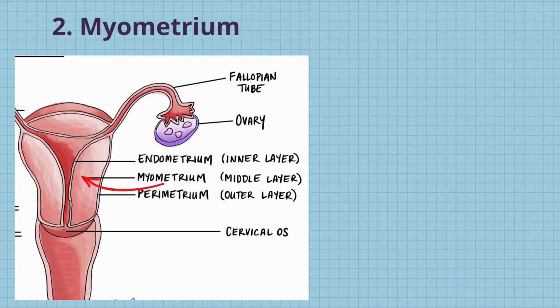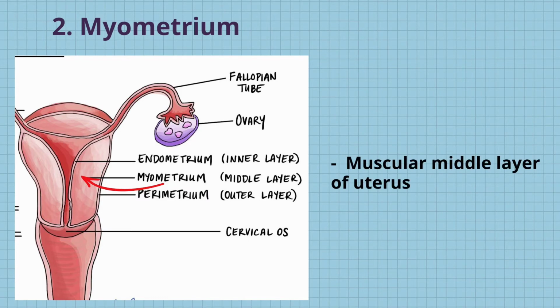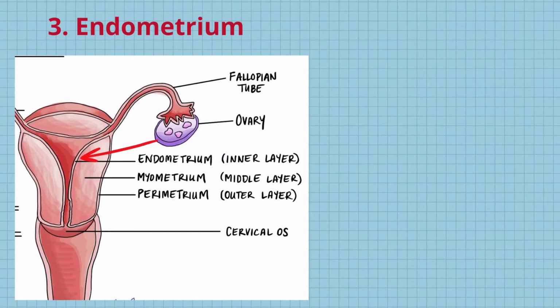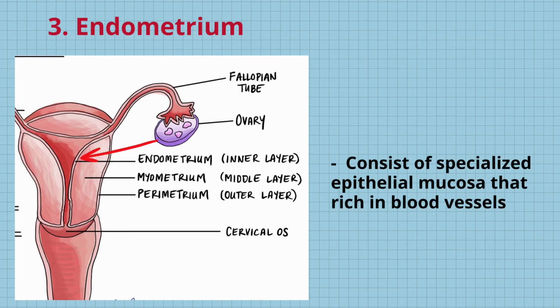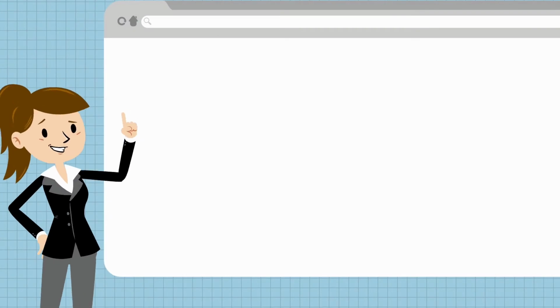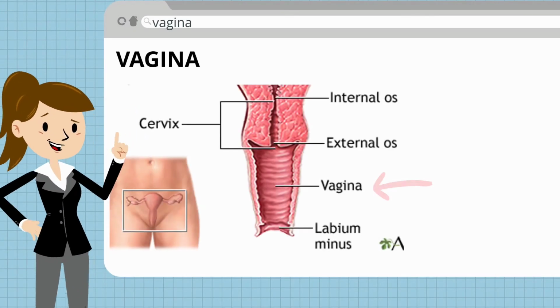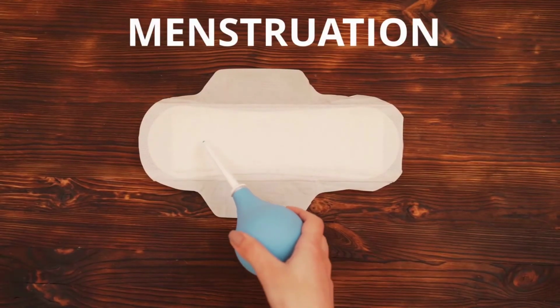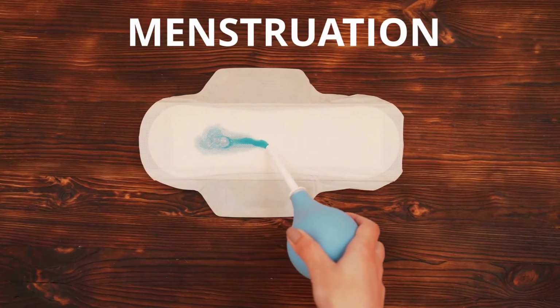Secondly is myometrium. It is a muscular middle layer of the uterus. The third layer is endometrium. It consists of specialized epithelial mucosa that is rich in blood vessels. Next is the vagina. The vagina is a muscular tube lined with mucosa that extends from the cervix to the outside of the body. We will move to menstruation.